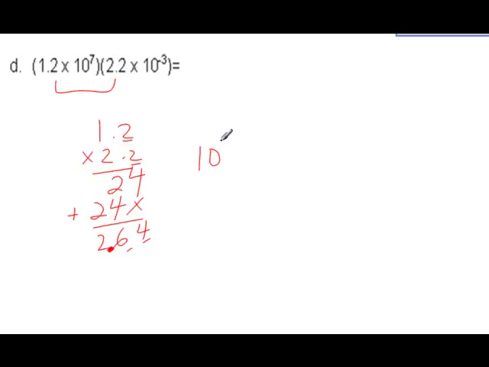So now do your power. 10 to the 7th times 10 to the negative 3. Add the exponents. And we already know that this is ready for scientific notation. Okay, good.